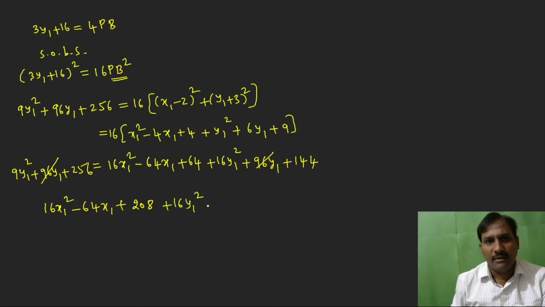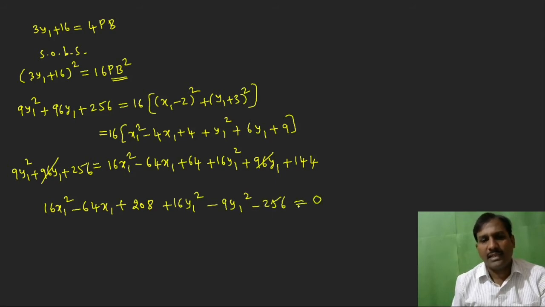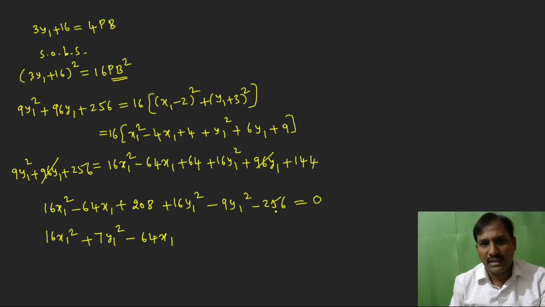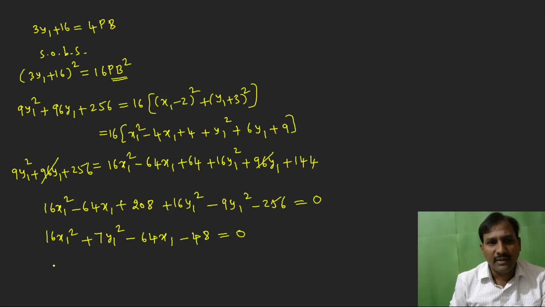Next, 16y1 square minus 9y1 square minus 256 is equal to 0. Now what we have? 16x1 square, 16 minus 9 is 7y1 square, minus 64x1, plus 208 minus 256 is equal to minus 48, equal to 0. So now replace x1 and y1 by x, y. You will get the equation of locus.